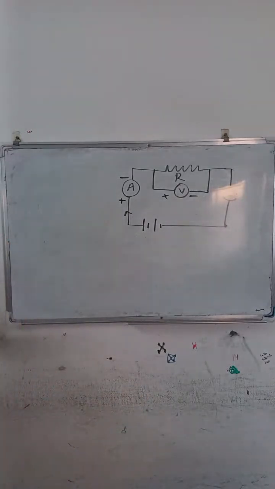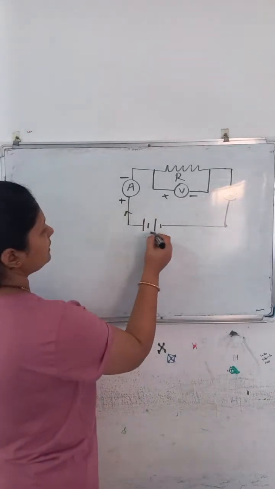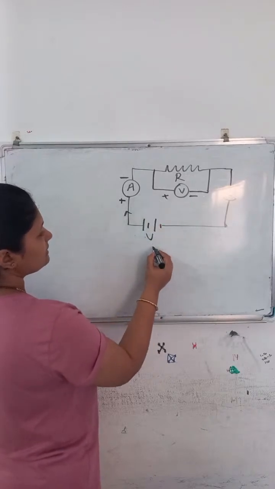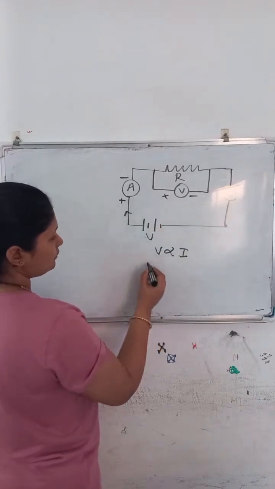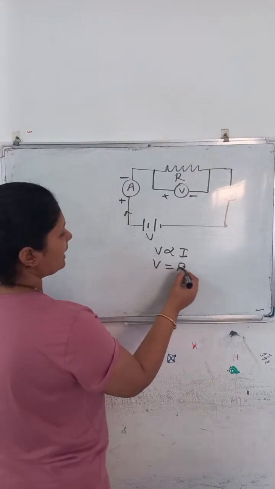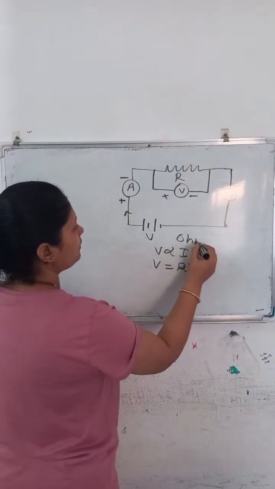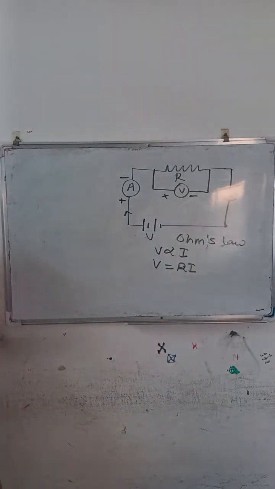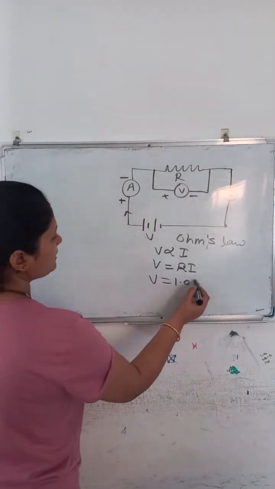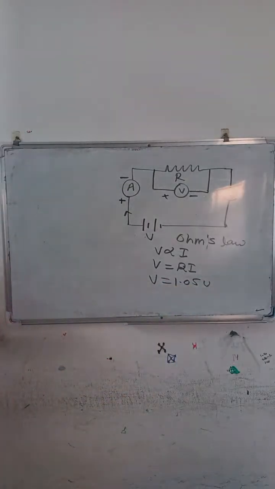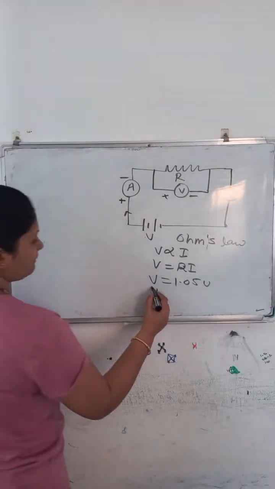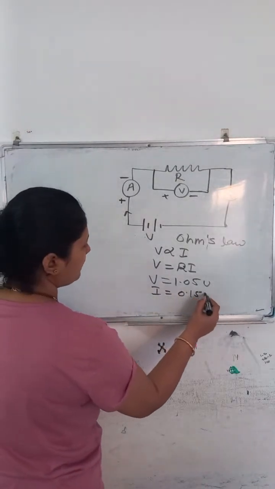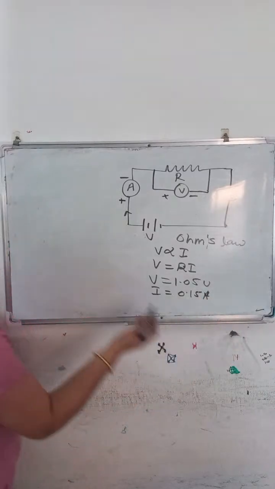This is a labeled diagram, and we know that as the battery voltage increases, V is directly proportional to I, then V is nothing but I into R. This is according to Ohm's law. We will write V is equal to I into R, and here values are given. If voltage is 1.05 volt, then the current is given as 0.15 ampere. They are asking the value for R.